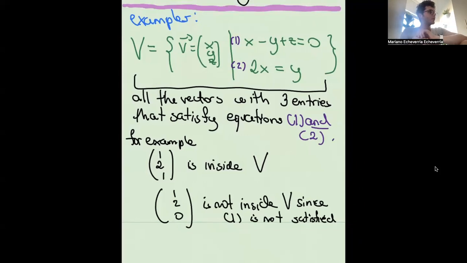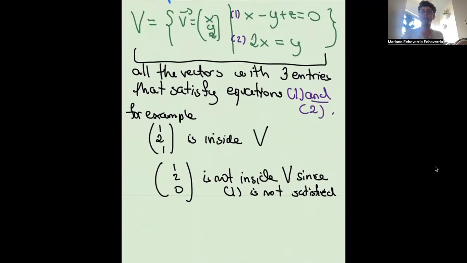So what we're going to check now is that this is a vector space. Being a vector space means in this case that whenever you take two vectors that satisfy these two equations and you add them together, they continue to satisfy the equations. And if you take a vector that satisfies these equations and you multiply it by a number, it continues to satisfy the equations. Yeah, that's a great question.